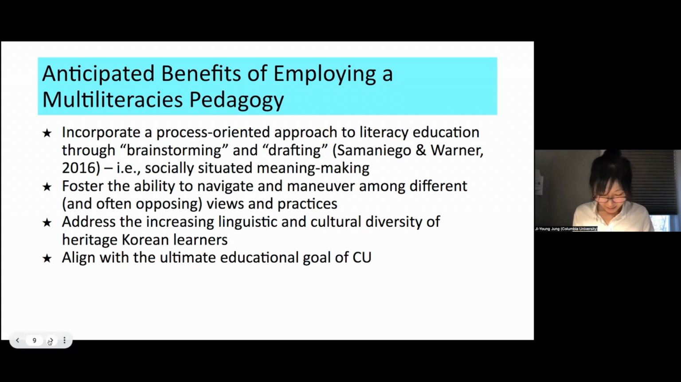In addition, it addresses the growing linguistic and cultural diversity of our heritage Korean learner population in Columbia, providing them with essential tools to not only master literacy skills, but also to foster a deeper understanding of their own heritage and the positioning of themselves in the broader global context. This holistic approach also serves as a valuable foundation for fostering critical thinking and intercultural competence among students, which is also a key educational goal of our institution's core curriculum.